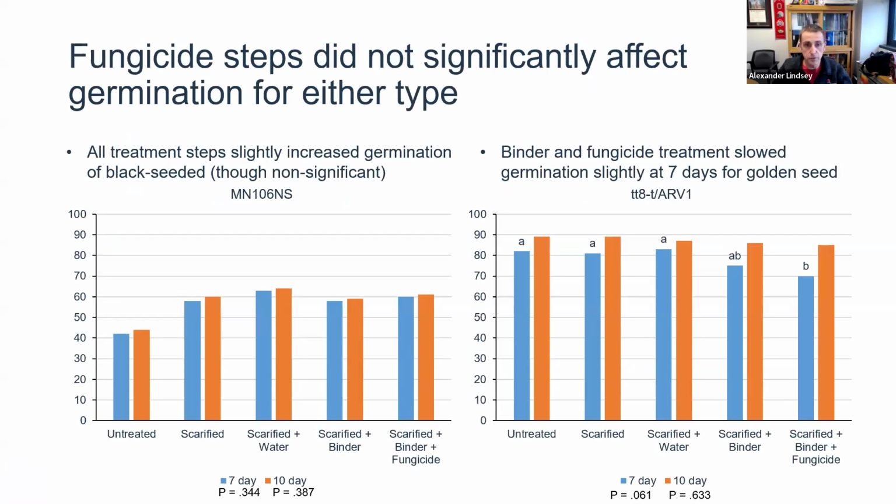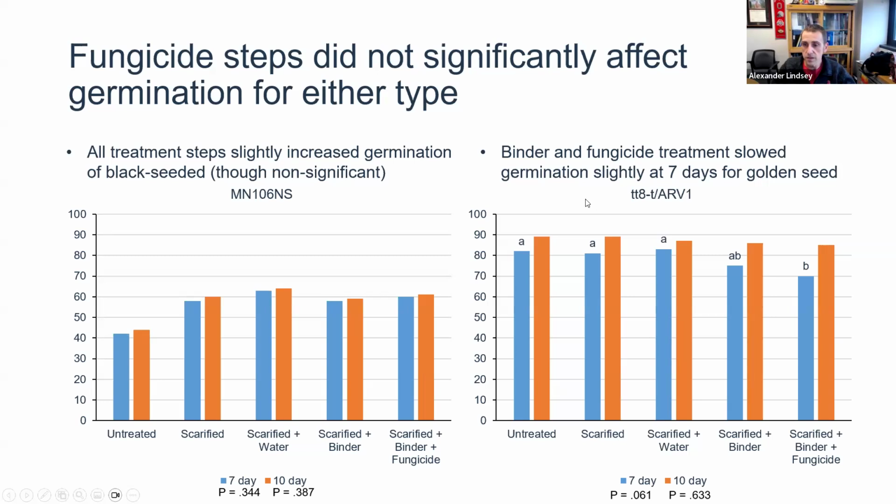And what we observed was that all treatment steps slightly increased germination of black-seeded lines, though all of these were non-significant at both the 7 and the 10-day phase. So regardless of what was being done, slight agitation of the seeds or slight agitation with some water marginally increased germination, but it wasn't significant.